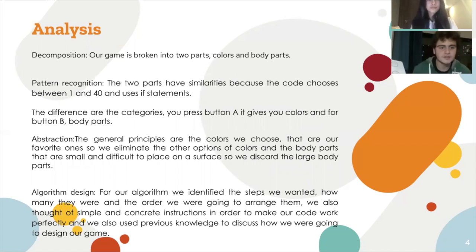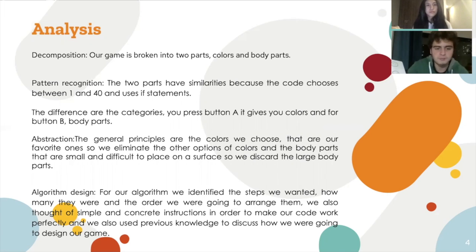Analysis. So the composition, our game is broken into two parts, colors and body parts. On pattern recognition, the two parts have similarities because the code chooses between 1 and 40 and uses if statements. The difference in the categories is when you press button A, it gives you colors, and on button B, body parts.